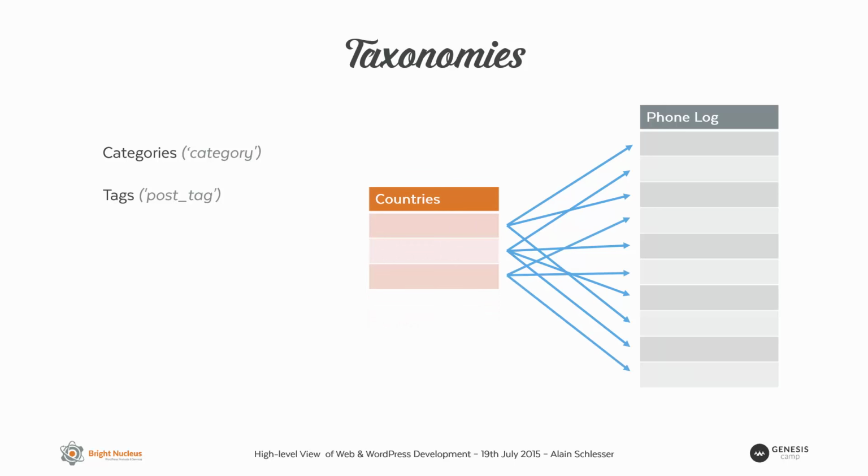Custom taxonomy terms get stored in the wp_terms table, while the relationships between terms and posts get stored in both the wp_term_taxonomy and the wp_term_relationships table.